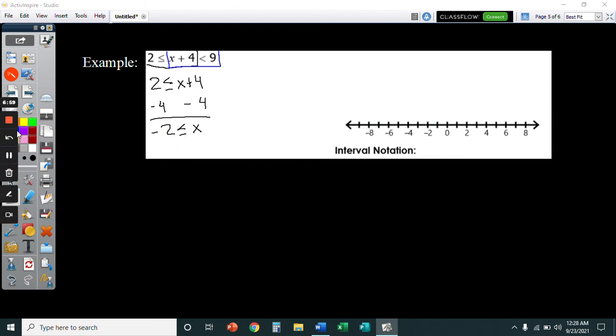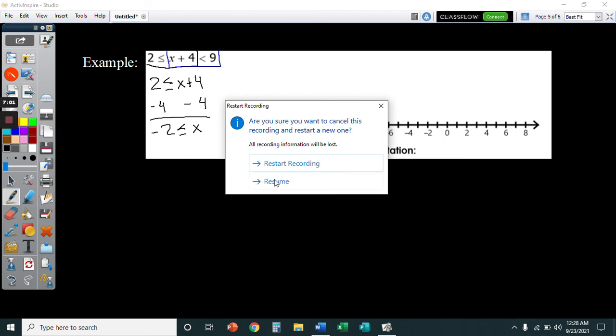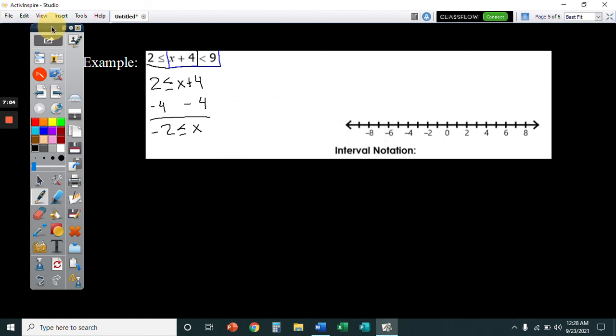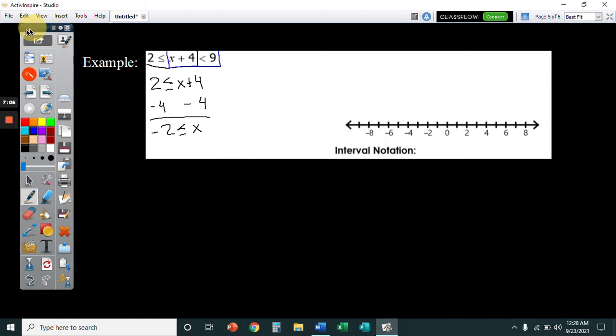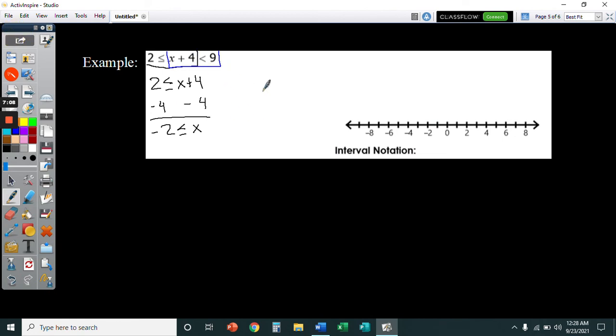Now, the second inequality is x plus 4 is less than 9. Subtract 4 from both sides, you get x less than 5. And again, if you need to cross things off to help you keep track of everything, that's fine. So now I have two inequalities that I can graph on the same number line.